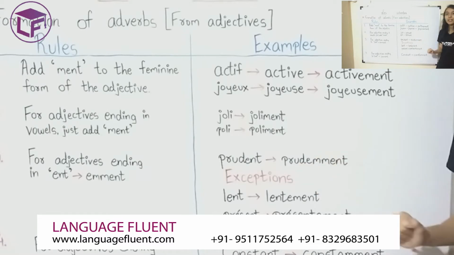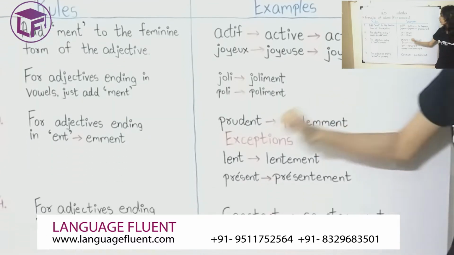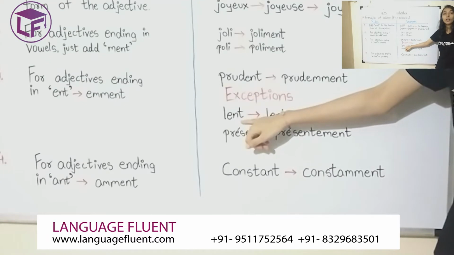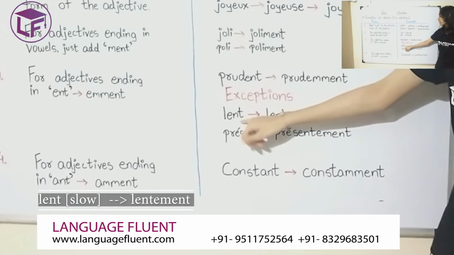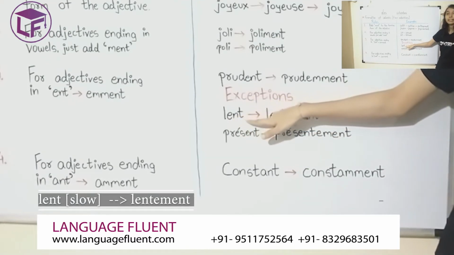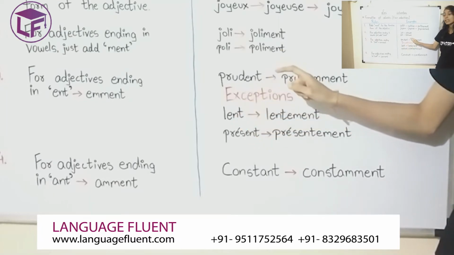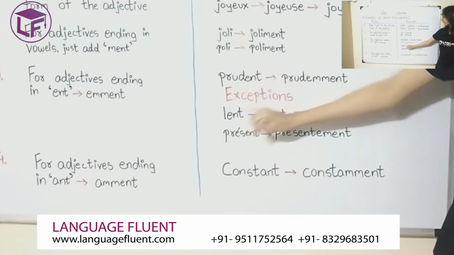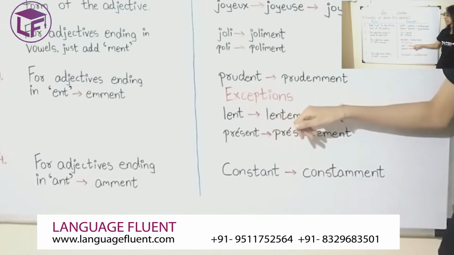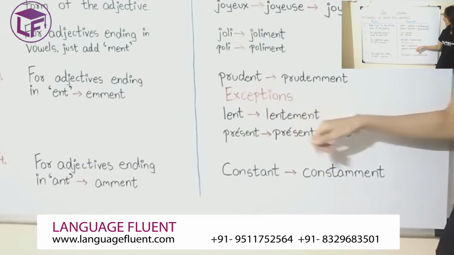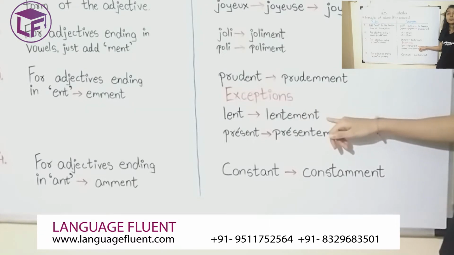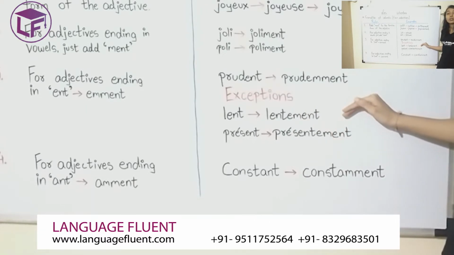But we have a few exceptions over here. The first exception is lent. Lent is slow. We know that it ends with -ent, but we don't cut this and we don't add -emment. Instead, we make it feminine. So we write lente to make it feminine and we add -ment to it. So it becomes lentement.